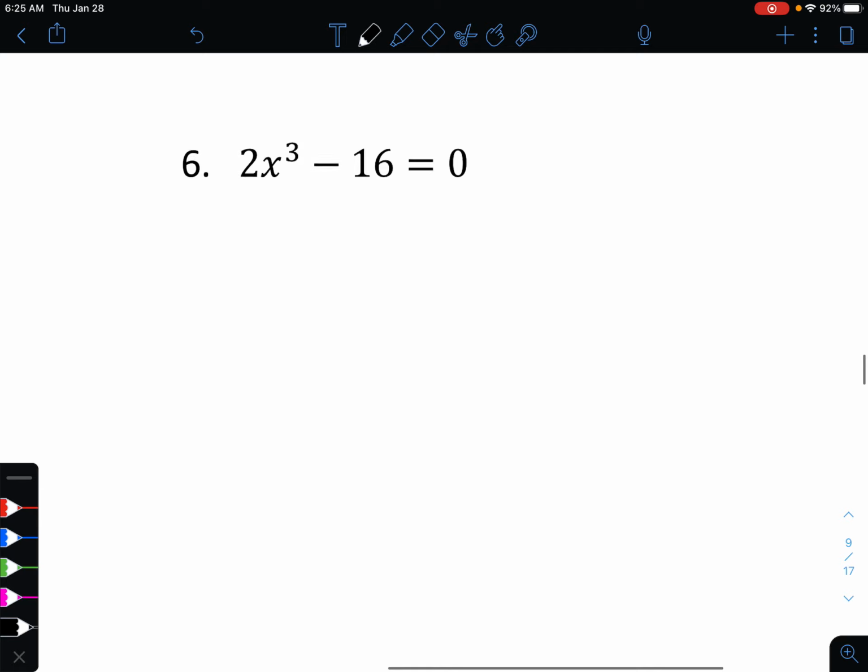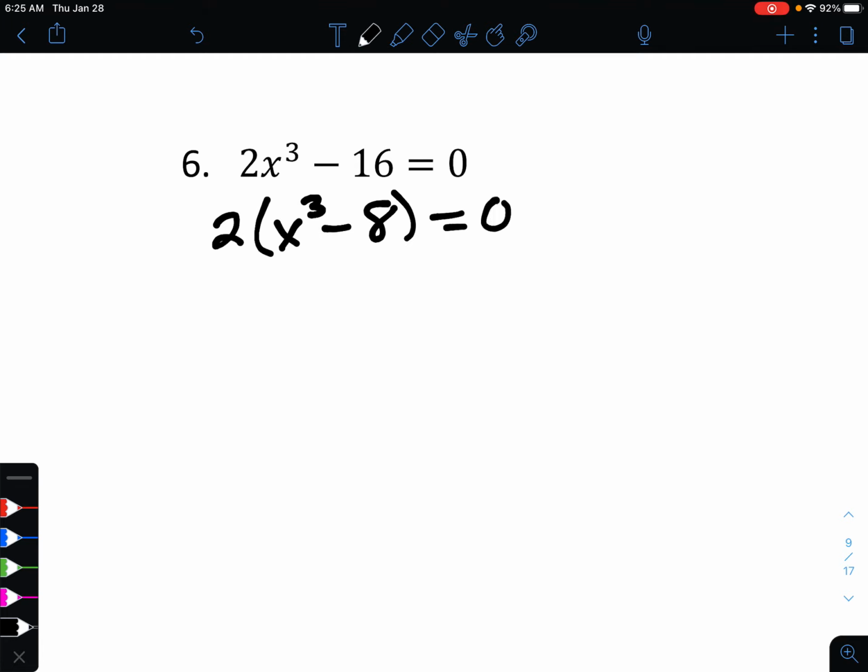Okay, so our last problem that we're going to look at is going to be on number 6. We've got 2x cubed minus 16 is equal to 0. So first thing we're going to want to do is factor out a GCF of 2. And that'll give us x cubed minus 8 is equal to 0 for the rest of our equation.